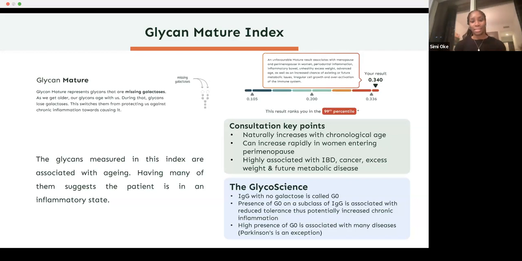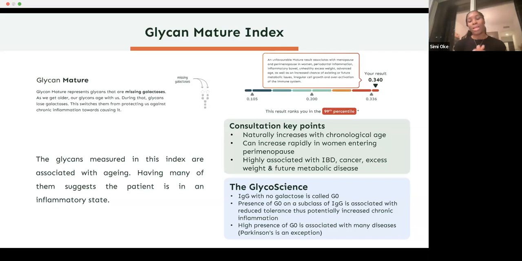What indicates the GlycanMature is when you've lost that protective layer. So you don't have any sialic acid on there, you don't have any of the galactoses, and that is indicative that there is an inflammatory process going on. As I mentioned, as you're aging, it is normal for this to happen. But when people have it in excess, that's when you'll see them have a significantly higher GlycanAge than their chronological age.